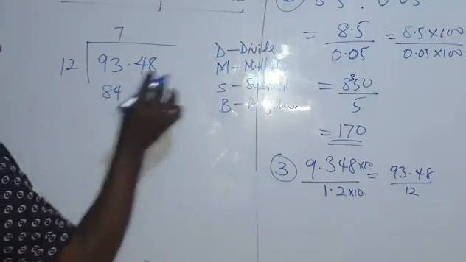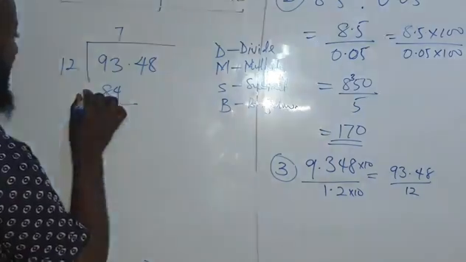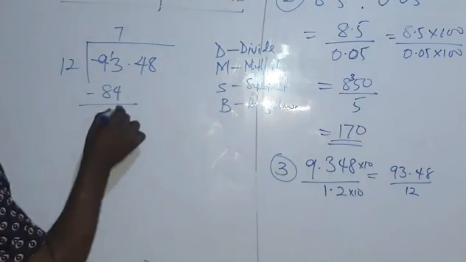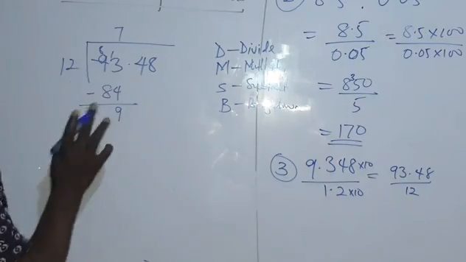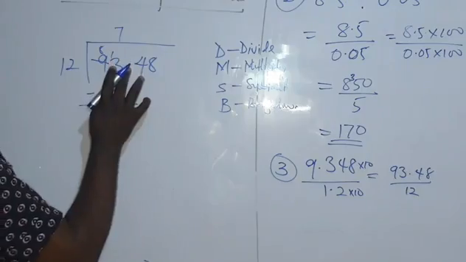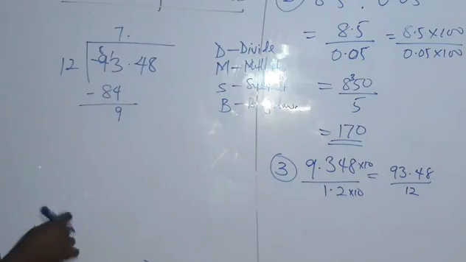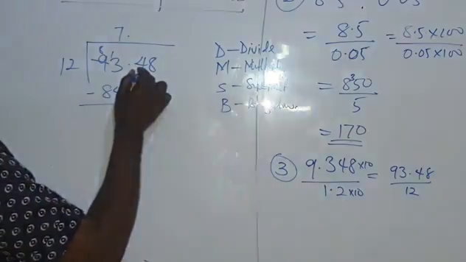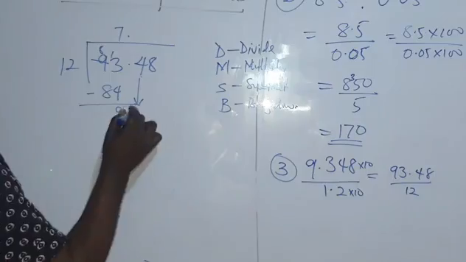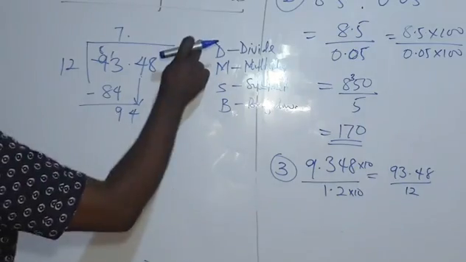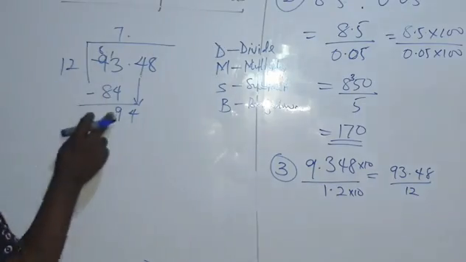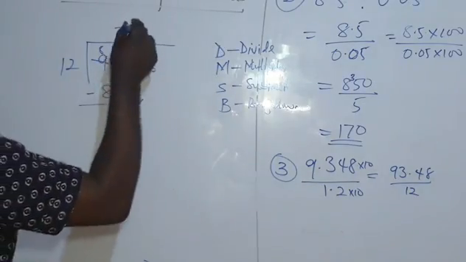So the next stage is subtract. You subtract 84 from 93, and that gives 9. We put our decimal point here. Then we bring down 4. Then you go back to the first step again. 12 in 94 is 7.